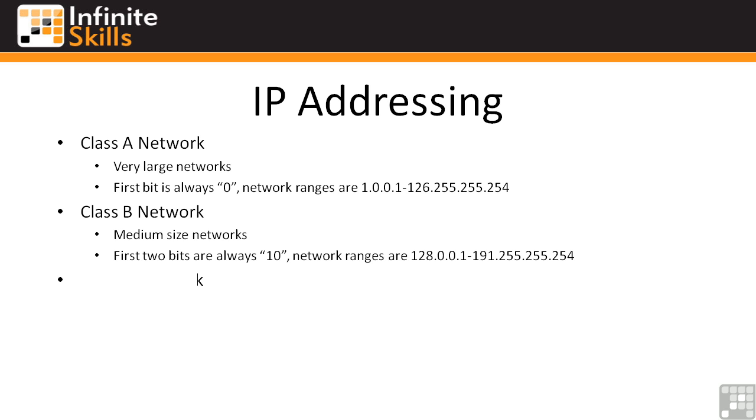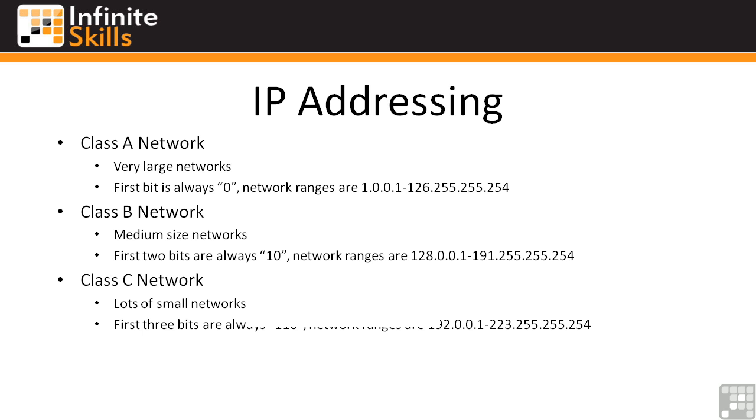The third type of network is a Class C network. You can kind of sense the pattern here, can't you? The Class C network is lots of small networks. These are the /24 networks that you probably have run across if you've dealt with any type of small network, or if you've dealt with a home network. By default, they come with a 192.168.1.0/24 network, so if you've just used its default configuration, you're using a Class C network. The first 3 bits are always 110, which means the possible network ranges are 192.0.0.1 to 223.255.255.254.